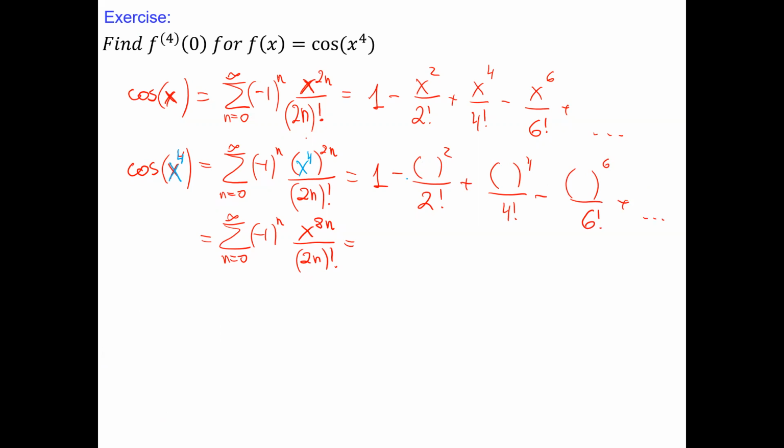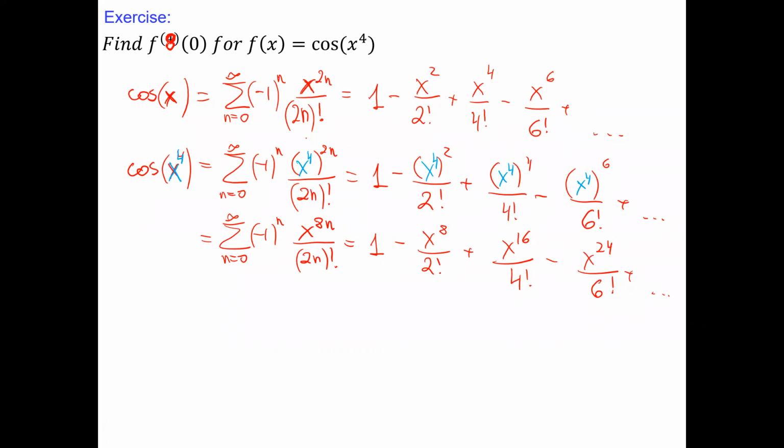Our inner value is x to the power of 4. Let's see what happens. This is 1 when n is 0, and then this will be x to the power of 8. We can just multiply the powers by 4: x to the power of 8 over 2 factorial, x to the power of 16 over 4 factorial, x to the power of 24 over 6 factorial. Yes, I'm just looking. Do you know what? Let's just change it to 8.